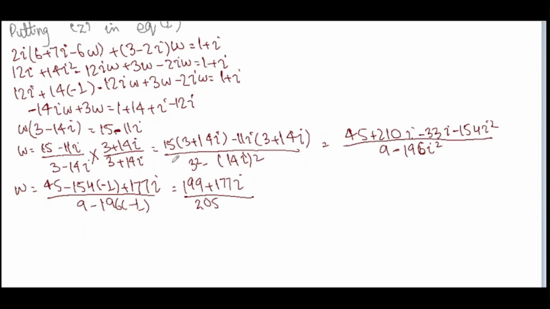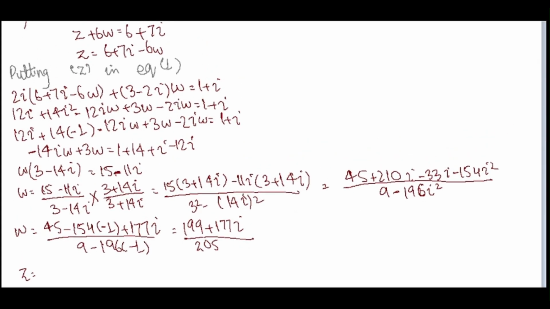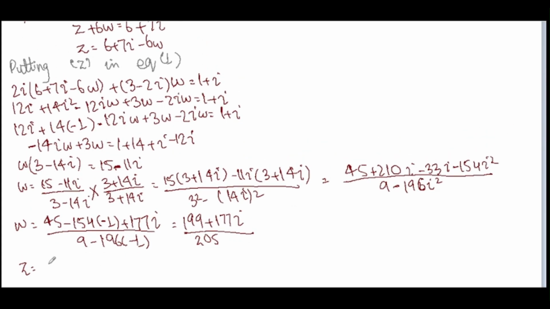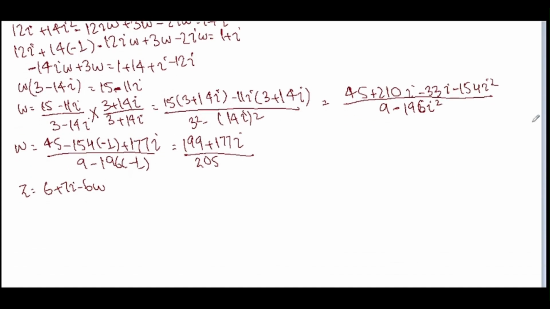Now we have to find the value of z. So the formula for z was z equals 6 plus 7 iota minus 6w. We can write it over here: 6 plus 7 iota minus 6w. Now we are going to use the value of w over here. So we get equals to 6 plus 7 iota minus 6 into w, which is 199 plus 177 iota, whole divided by 205.